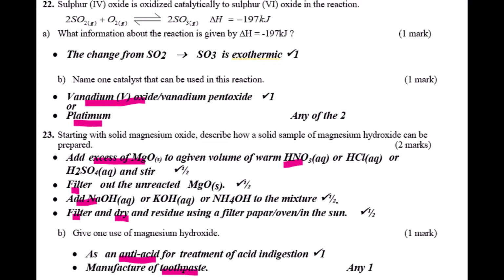Why should you do that? Magnesium hydroxide, when you heat it, especially strongly, can also decompose. One use of magnesium hydroxide is as a good antacid, because it's a weak base, so it can be a good anti-acid medicine. We can also use it to make toothpaste.